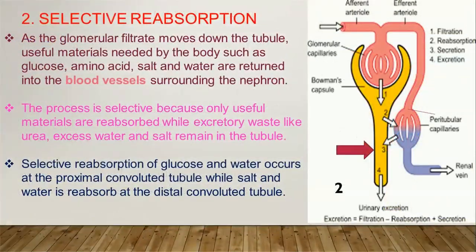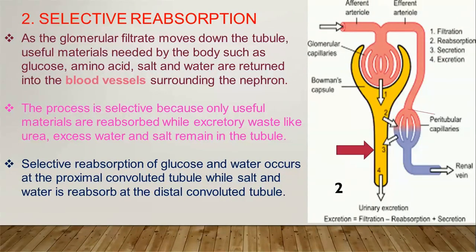Alright, let's talk about the second phase, selective reabsorption. As the glomerular filtrate moves down the tubule, useful materials needed by the blood such as glucose, amino acids, and water are returned into the blood vessels surrounding the nephron. This is represented in this image as number 2.